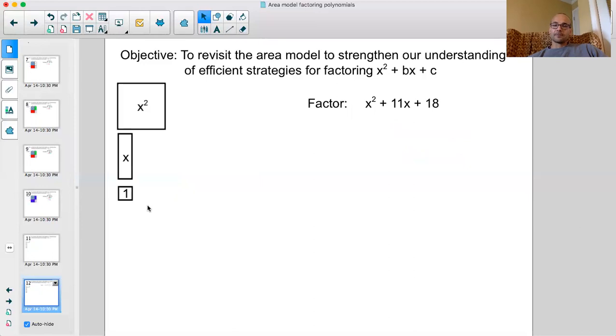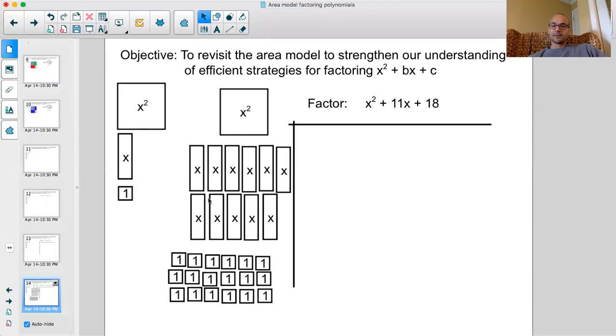So here's the trinomial, and here's the visualization of it. Well, that's going to be a grid we're going to use. Here's the visualization of it. It's got an x squared in it. It's got 11 copies of x. It's got 18 copies of 1. And we're going to try to start to put this into this grid.